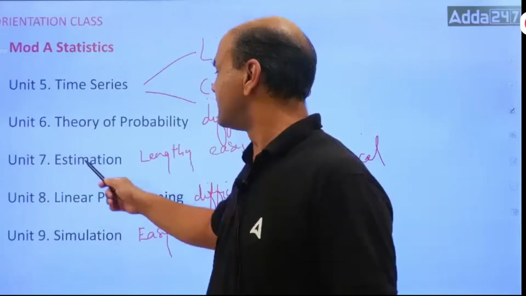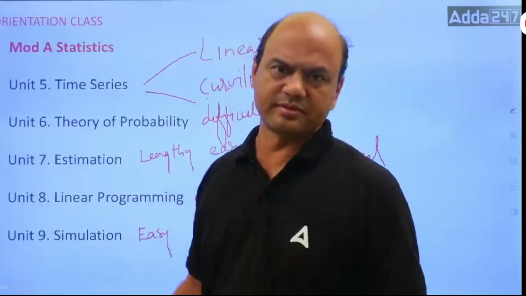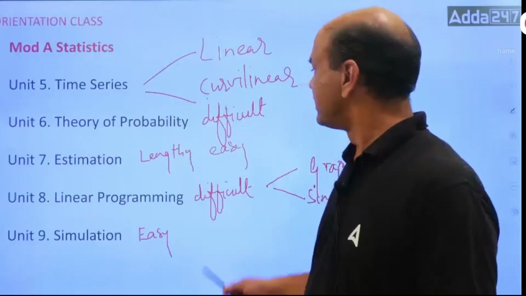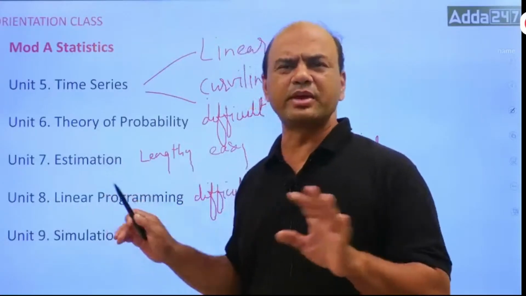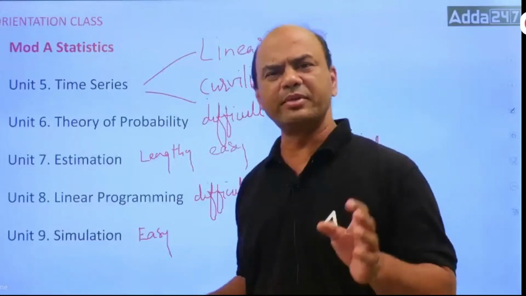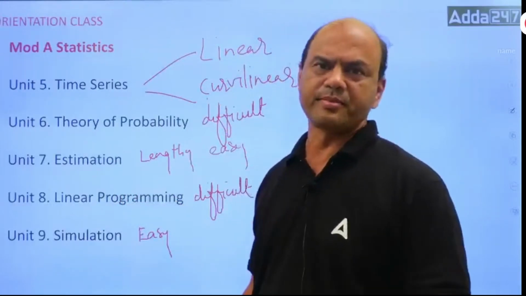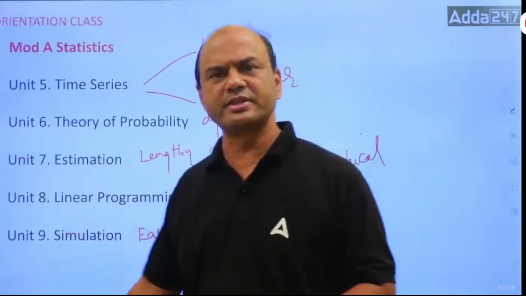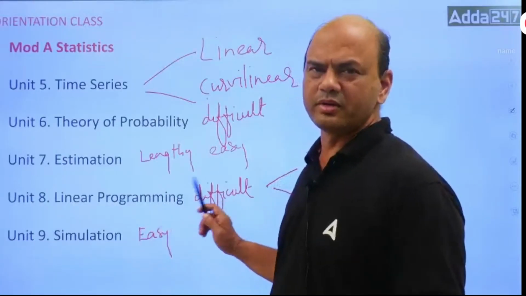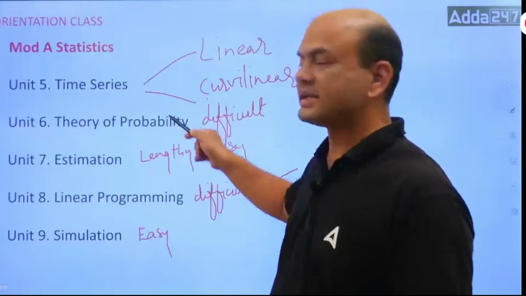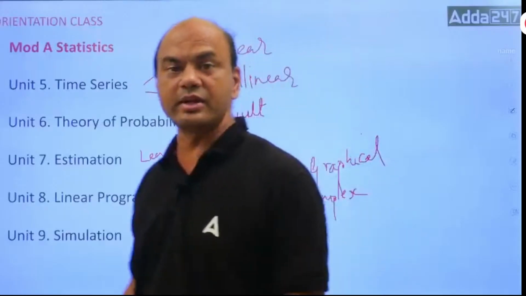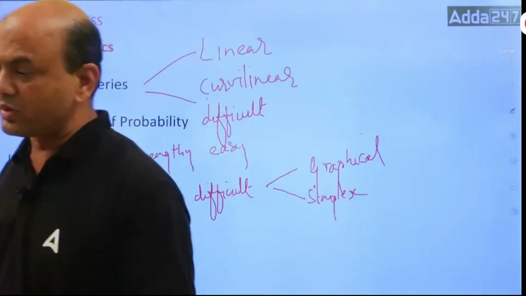Estimation is lengthy but easy. Easy why? Because it's only a typical problem. Sampling is related to estimation, so if you know sampling well, estimation is very easy. Linear programming, LPP, is a bit difficult, but not as difficult as probability. Here you have 2 methods in linear programming: one is the graphical method, second is the simplex method. You are asked in the exam.